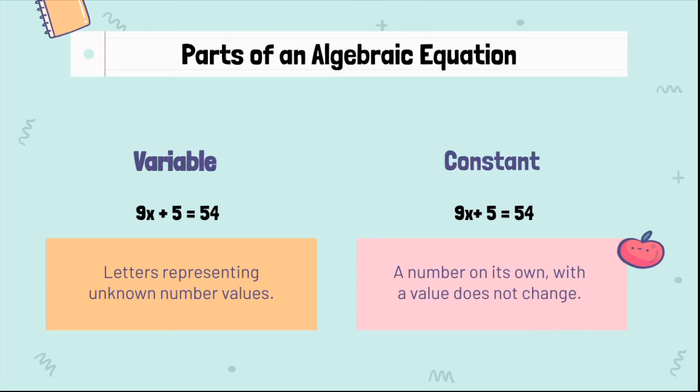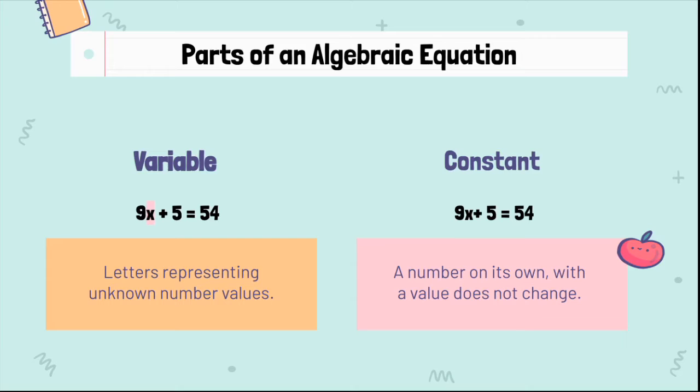Now let's identify which one is a variable and which one is a constant. Well, the variable is very easy because it's a letter representing unknown number values, and the only letter we have here is the letter x. What about the constant? It has to be a number on its own, so it definitely can't be the number 9, because the number 9 is a coefficient. A coefficient is the number right in front of the variable. So that's together with the variable x, it's not on its own. So 9 is not our constant.